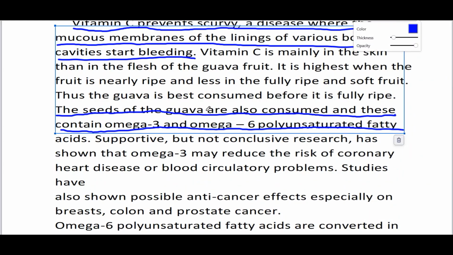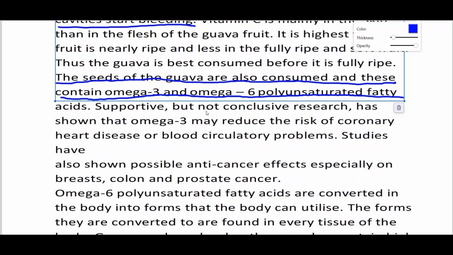Research has shown that omega-3 may reduce the risk of coronary heart disease or blood circulatory problems. Studies have also shown possible anti-cancer effects, especially on breast, colon, and prostate cancer.